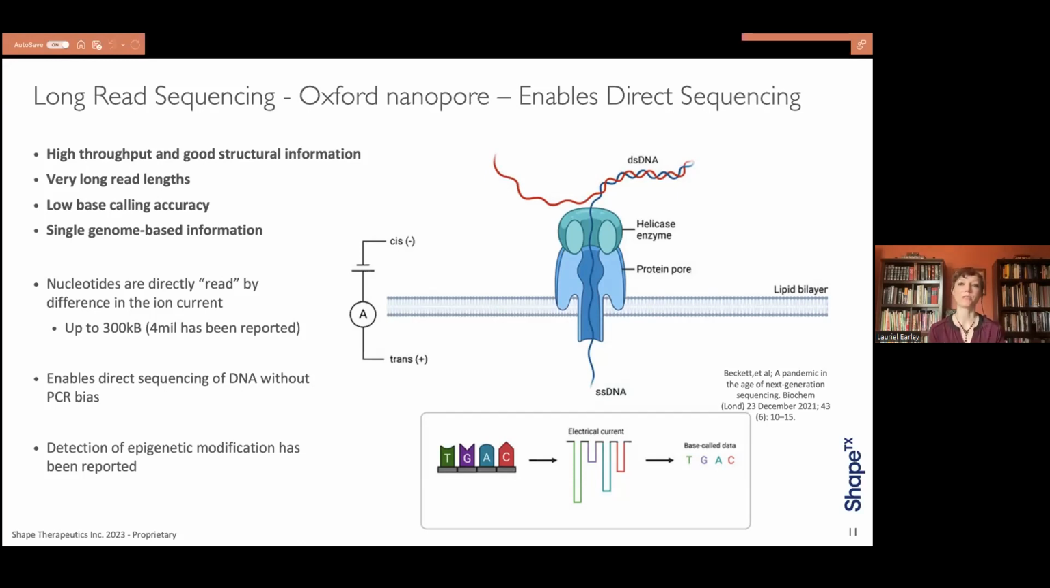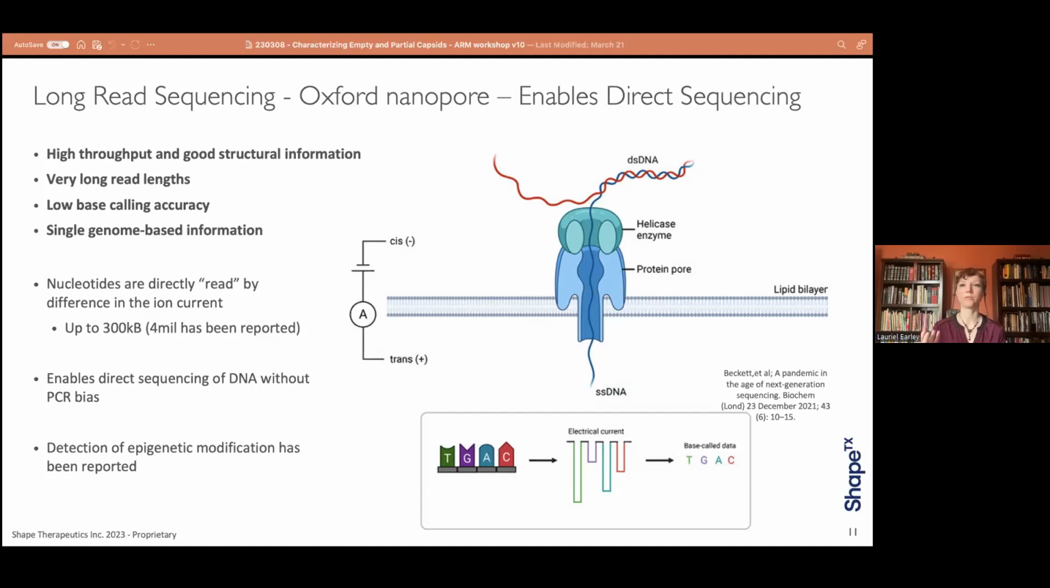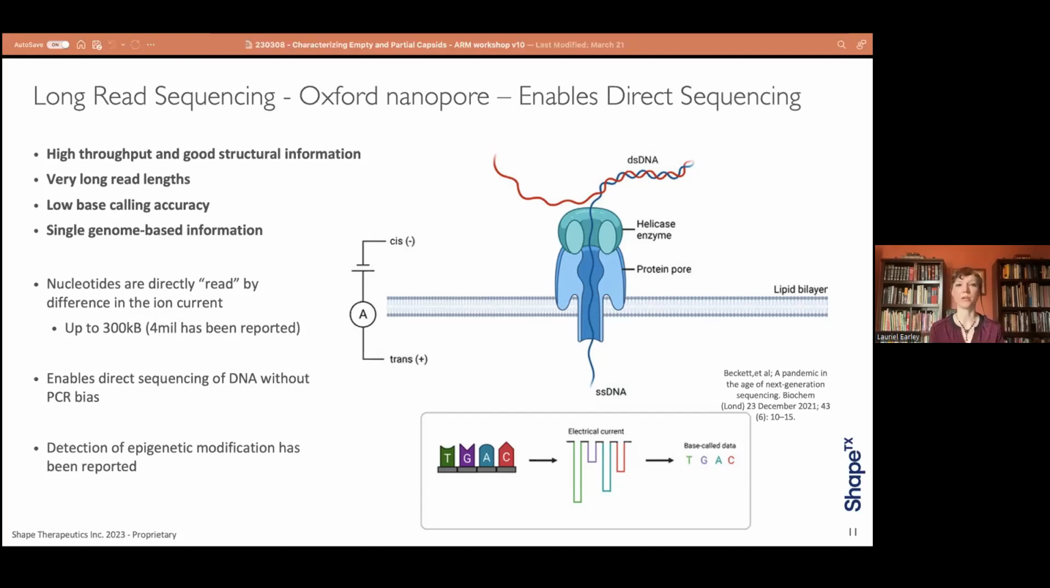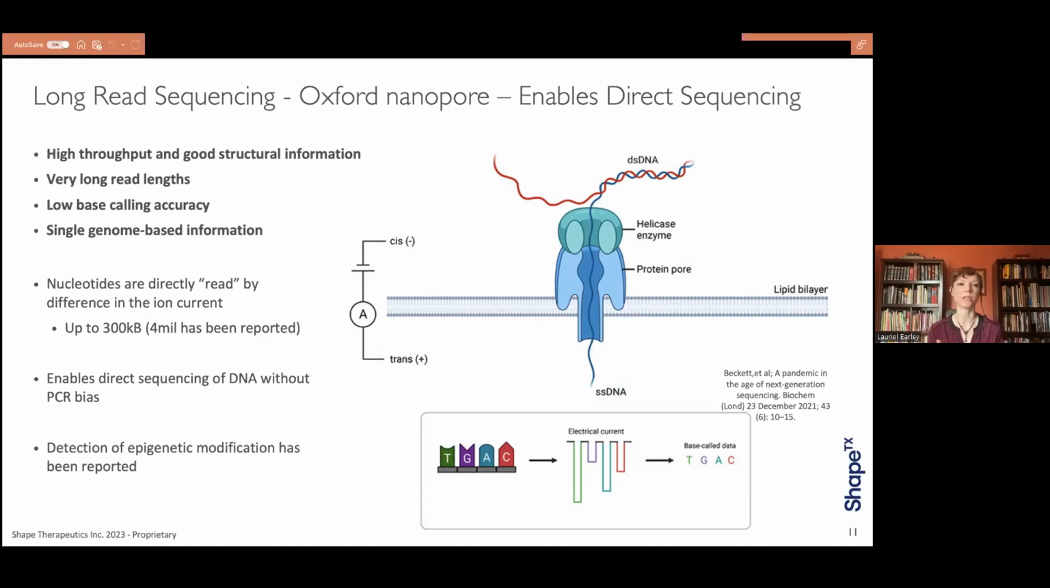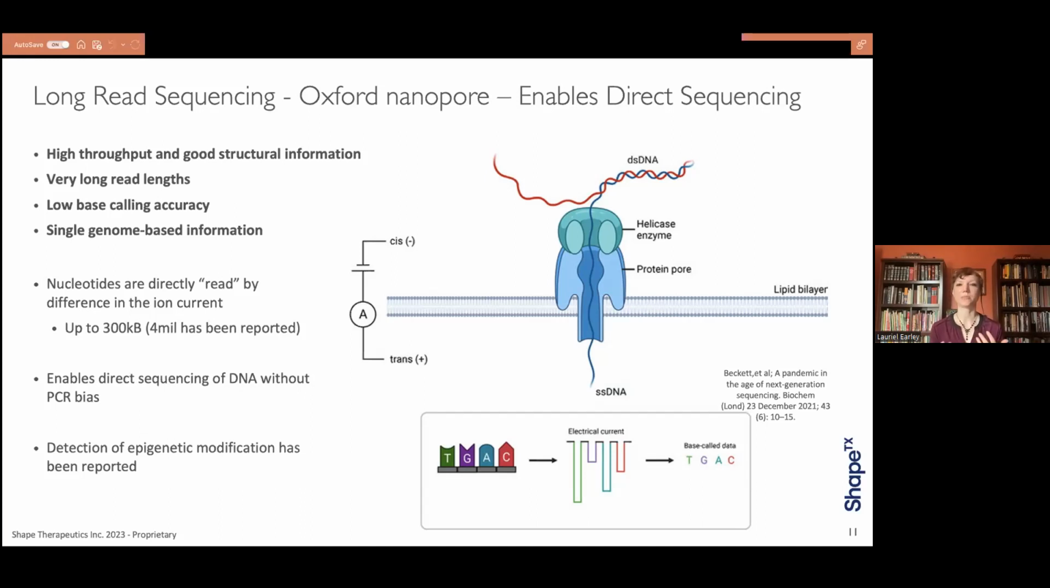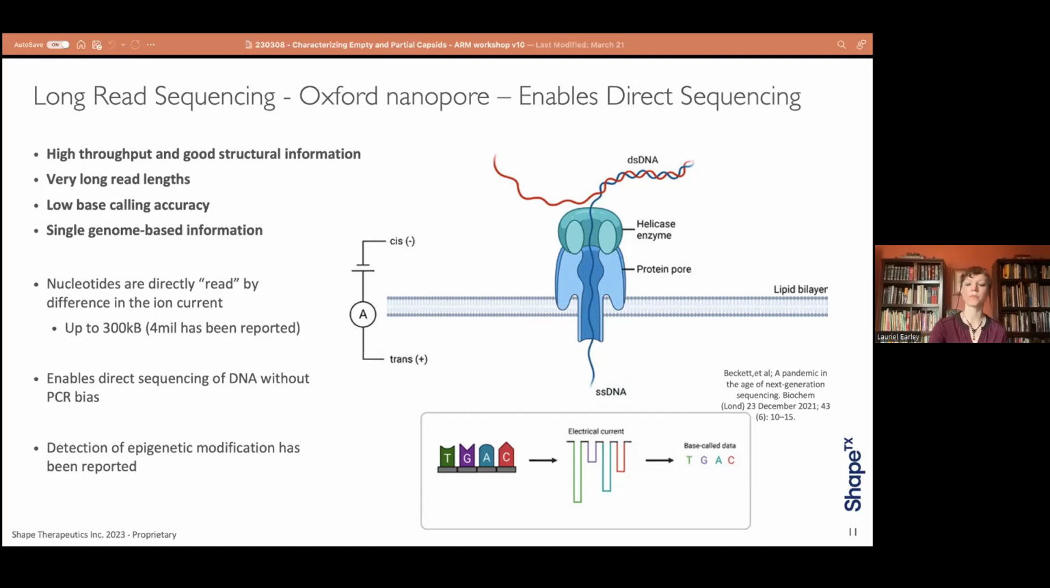It does have low base calling accuracy because you're running through it once, as opposed to Illumina, where you're doing multiple sequence runs. Though Oxford Nanopore is, of course, trying to improve that with new pore styles. So you do get single genome-based information, and you can get high throughput with this one as well. This is pretty readily available to a laboratory, and you can get some pretty good structural information.